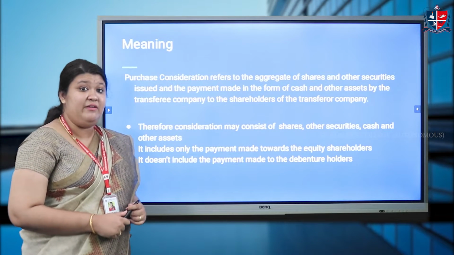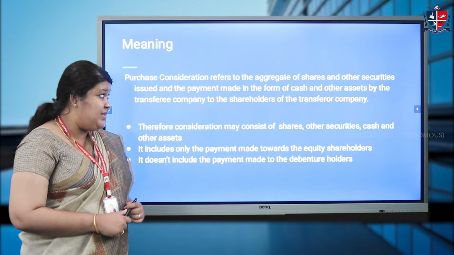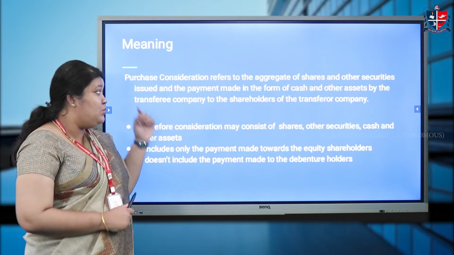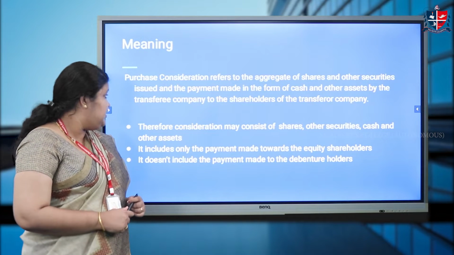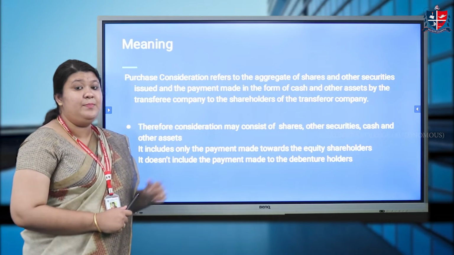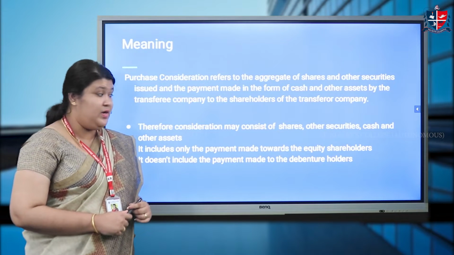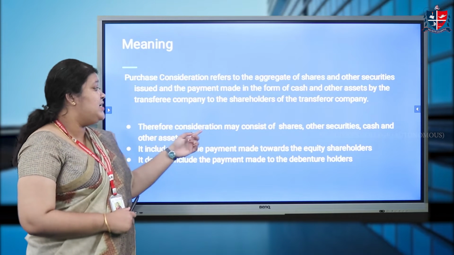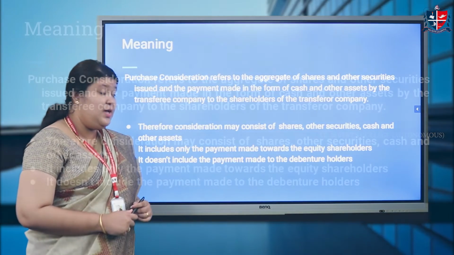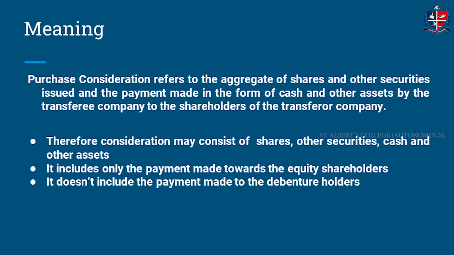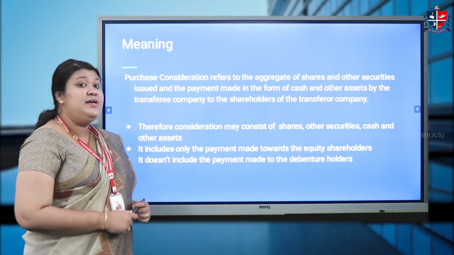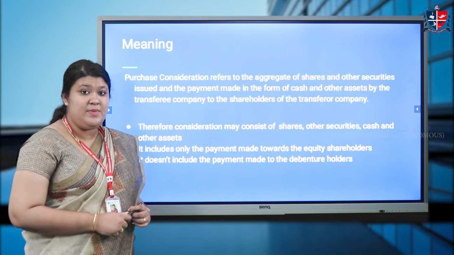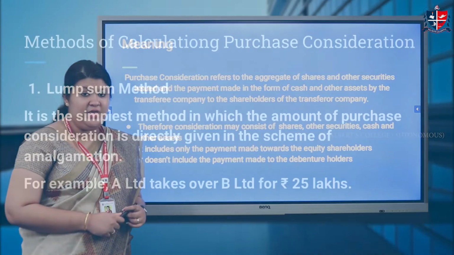Purchase consideration refers to the aggregate amount of shares and other securities issued and the payment made in the form of cash and other securities by the transferee company to the shareholders of the transferor company. Therefore, purchase consideration may consist of shares, other securities, cash and other assets. It only includes the payment made to the equity shareholders. The third point, it doesn't include payment made to the debenture holders as they are the creditors of the company.